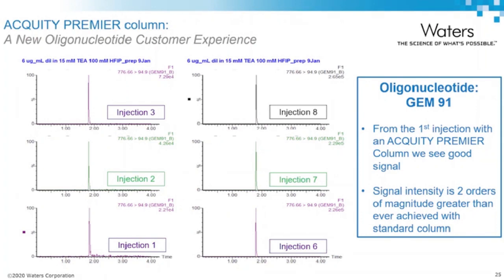Here, the same separation of the same oligonucleotide at the same conditions. You can see that from injection number 1, we get a signal, and the signal very quickly levels off by, let's say, injection 6 on the proper level. Why is it still leveling, even though I tell you that the column doesn't require conditioning?